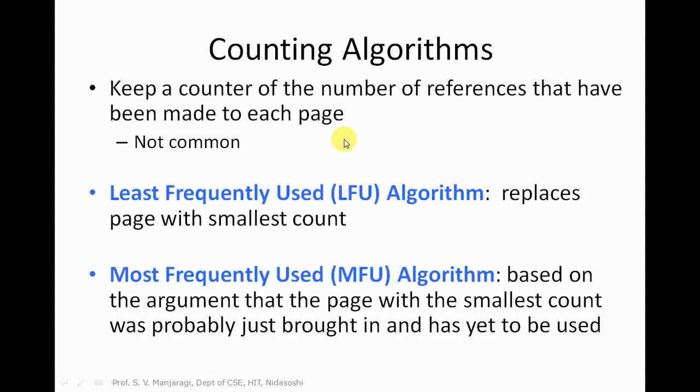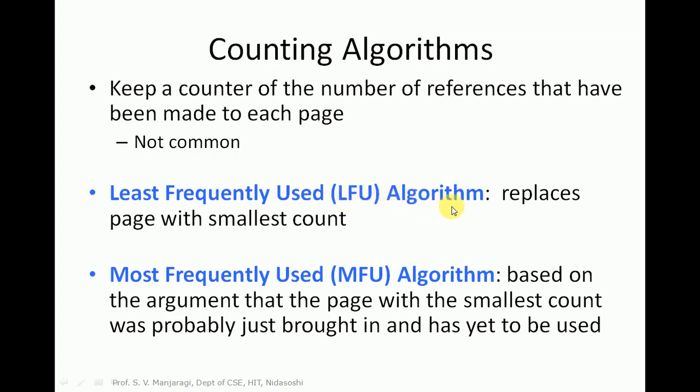Now move on to the counting algorithms. These are the algorithms based on a counter. In these algorithms, we keep a counter of the number of references we have made to each page. For each and every page, we maintain a counter of the number of references made to that particular page. It is not commonly used. There is an algorithm based on a counter, the least frequently used algorithm, called LFU. LFU stands for least frequently used algorithm.